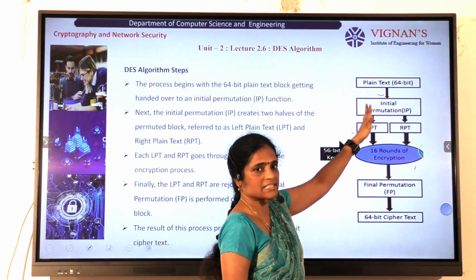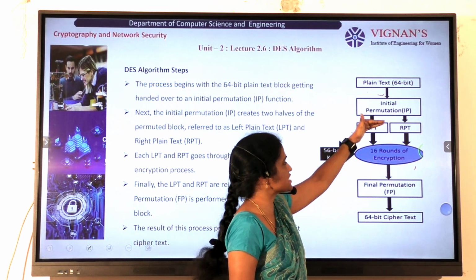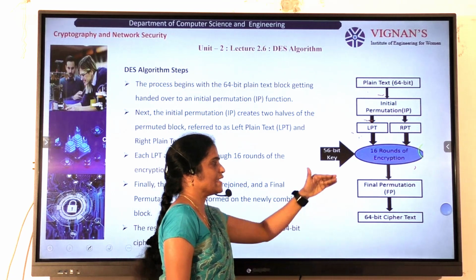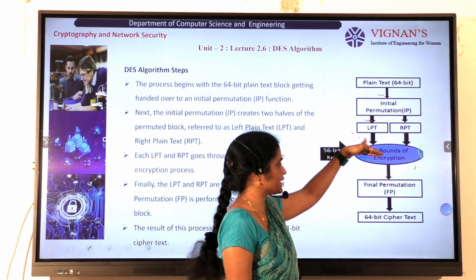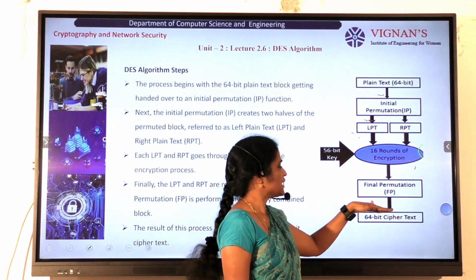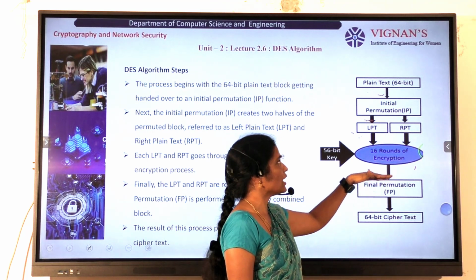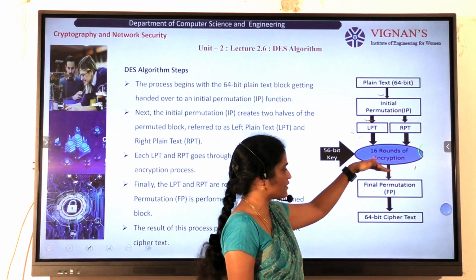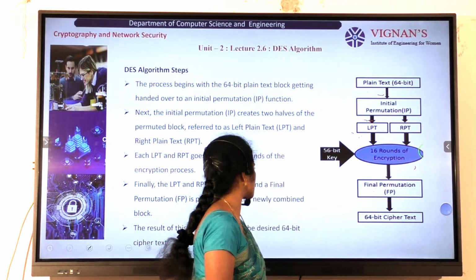After this dividing into two halves, it's sent to the 16 rounds. In each round we encrypt the data, and finally the encrypted data is sent to the final permutation. This final permutation will combine all these things and produce the cipher text.